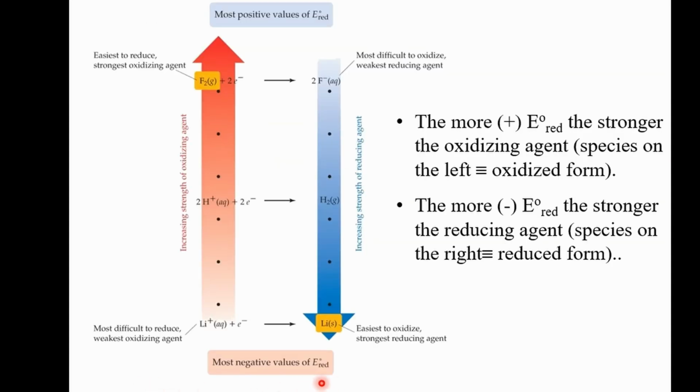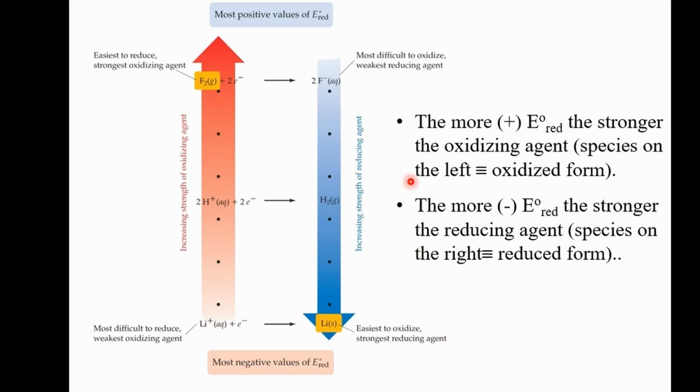So this table here says a lot. Notice these are all drawn as reductions. A species that has a very positive reduction potential, if we're over here in the oxidized form, is a strong oxidizing agent. It's going to be easy to reduce. Now over here on the left, all these things are in the reduced form. So this is in the reduced form, and this has a very negative standard reduction potential. It's going to be easy to oxidize, and that makes it a strong reducing agent.